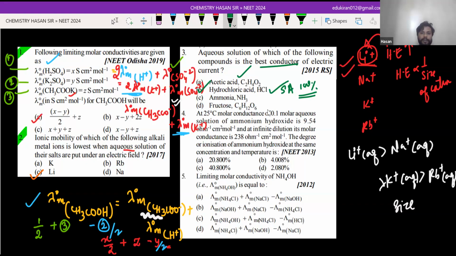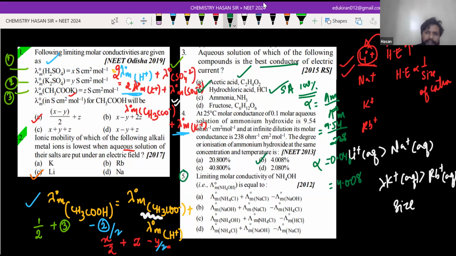The fourth question, it's simple. We need to calculate alpha. Alpha is equal to lambda m upon lambda infinity m, molar conductivity at infinite dilution. So it will be 9.54 divided by 238. When you divide it, you will get 0.04008 something. This is the value of alpha, but we need it in percentage, so you multiply it by 100 and you will get this.